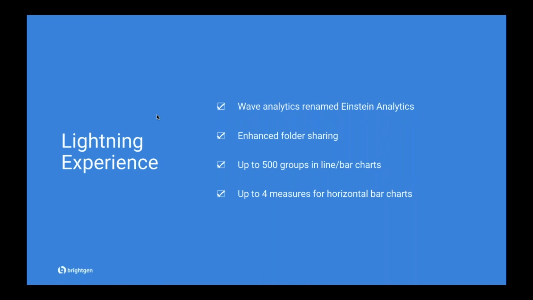Enhanced folder sharing is now supported in the Lightning Experience, as well as Classic. And you can now choose up to 500 groupings in line or bar charts, although I suspect if you get anywhere near that number, you won't have a particularly readable chart for your user, so maybe think about that and use it with care. And finally, horizontal and stacked bar charts now support up to 4 measures.